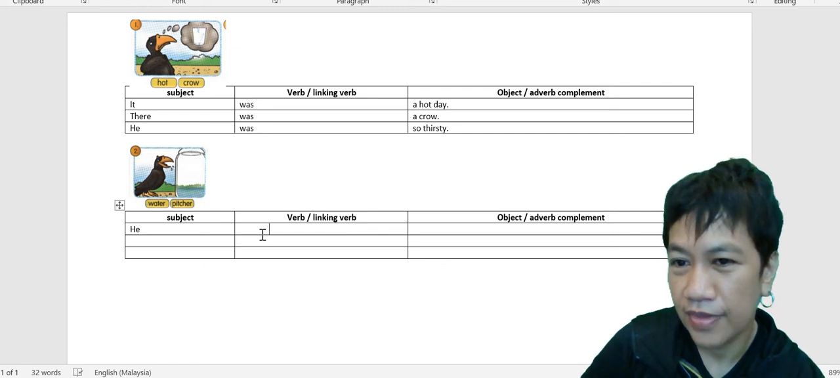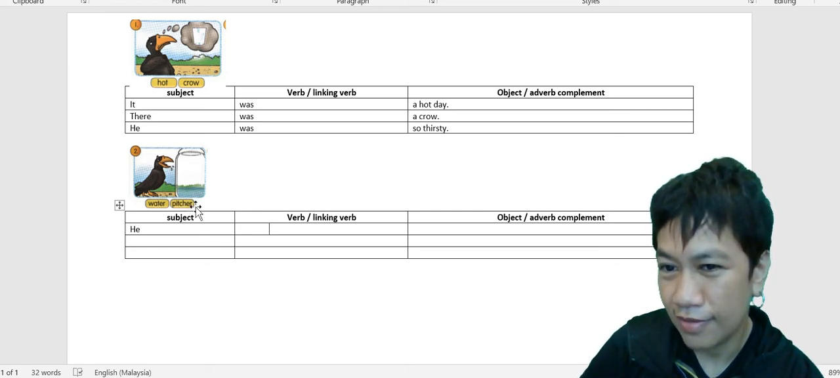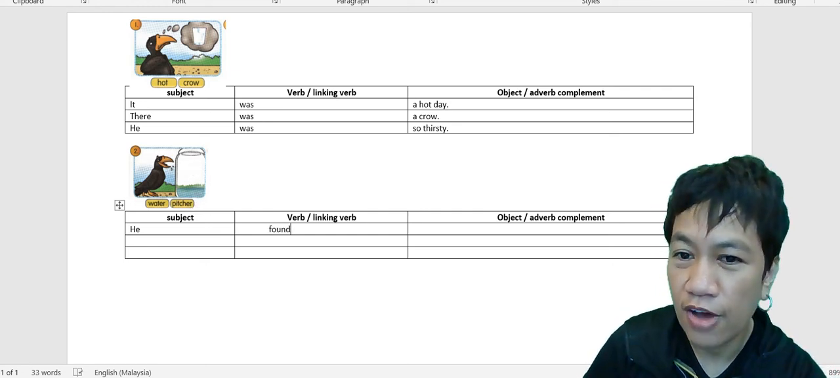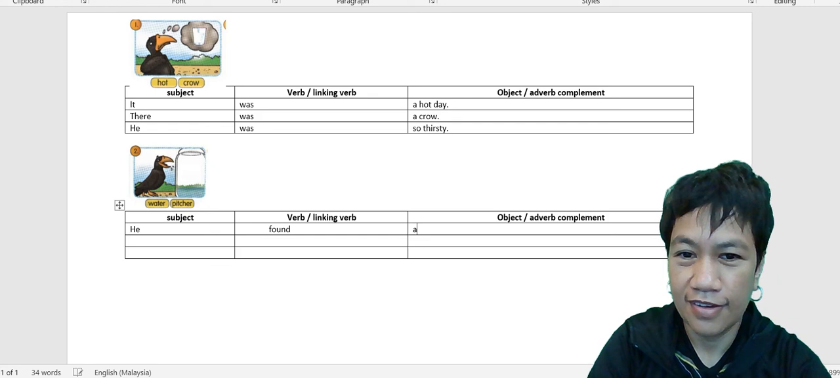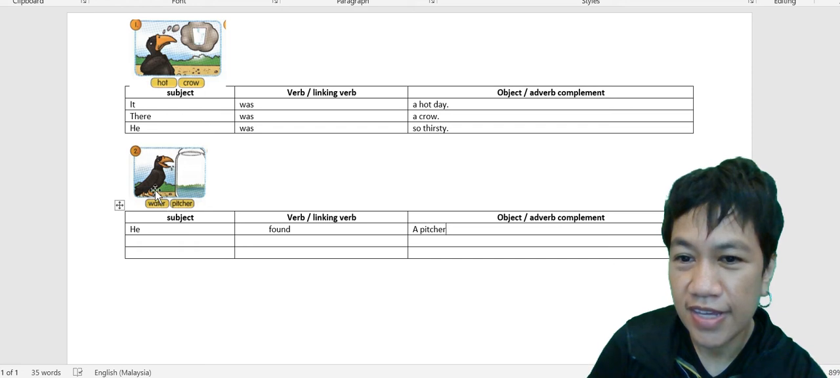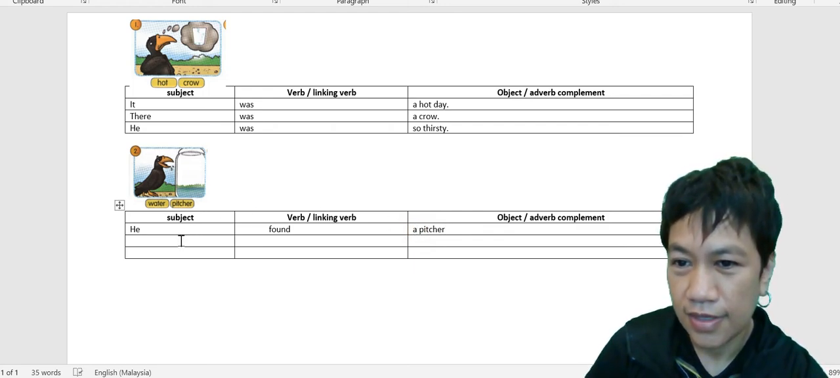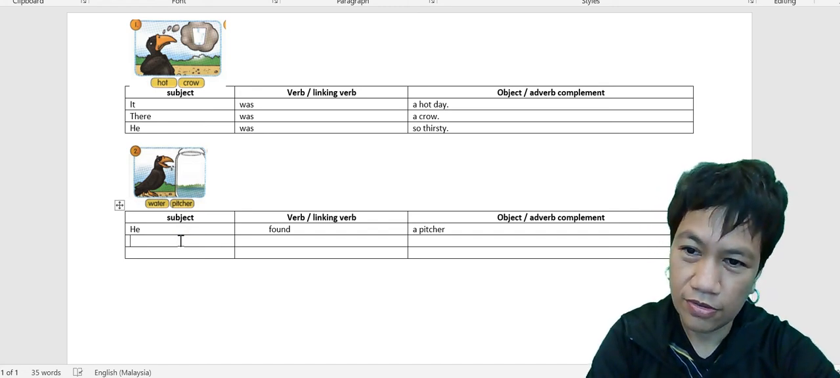Okay, the verb. The verb is he found this. So in the first picture, we do not see this picture. So in the second one, suddenly we have this. So he found. Dia jumpa. He found a picture. Okay, the object. So the subject he, the verb found, and the object is a picture. Okay, that's the first one. Second, the second subject is the picture. Oh, no.